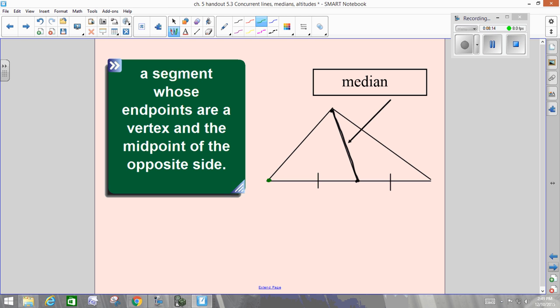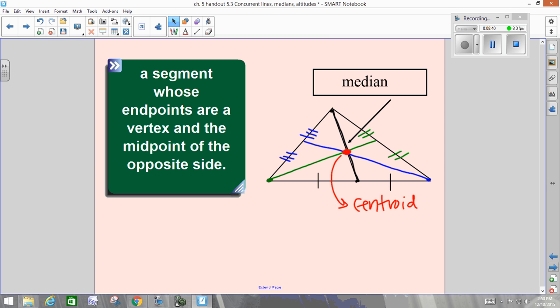From the left vertex to the opposite side, I have another median. From the right vertex to the opposite side, I have a third median. Since I have 3 vertices, I'm going to have 3 medians because they got to start at a vertex. These medians are concurrent lines. They all intersect at one point. That point of concurrency is called a centroid. Where the medians intersect is called the centroid.